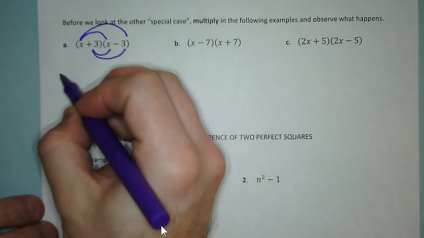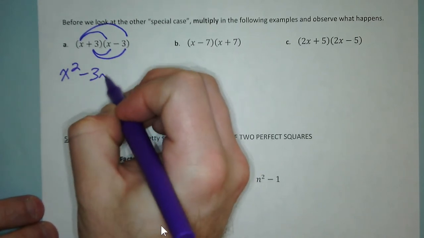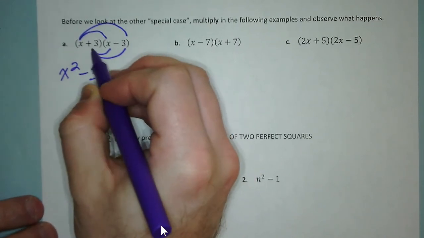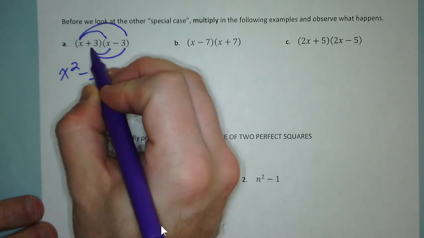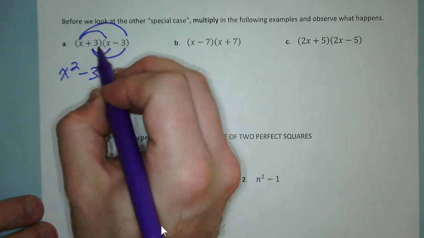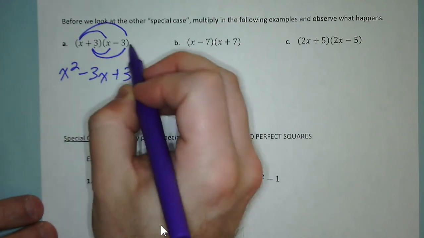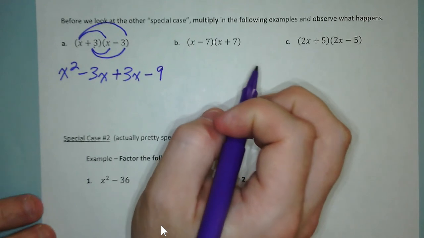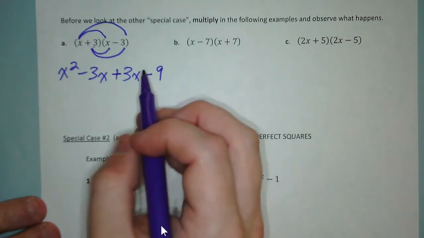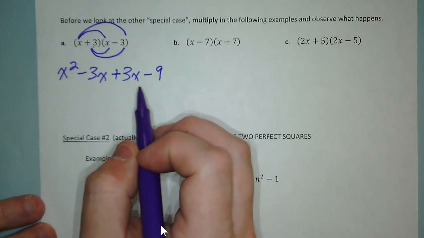So x times x is x squared. X times negative 3 is negative 3x. And then now we distribute the 3. We did the firsts and the outers. Now we have to do the inners and lasts. So 3 times x, that's plus 3x. And then positive 3 times negative 3 is negative 9.